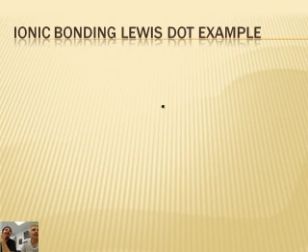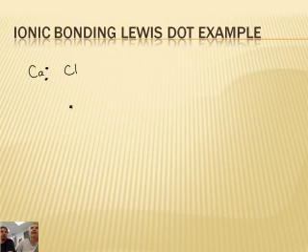Hey, we want to just do one quick thing: how would you draw a Lewis structure of an ionic compound? Let's look at a couple of examples. So let's do something relatively easy. We'll do calcium and then chlorine. Now calcium, if you were to draw its Lewis structure, has 2 valence electrons.